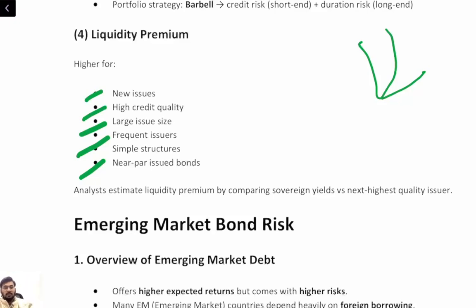Okay, so before the end of this lecture, I'll say that I have completed all the 4 points which you will use to identify the return of bonds: your risk-free portion, credit, liquidity, and your term premium. Clear? With this, I'm ending this lecture here. Thank you.